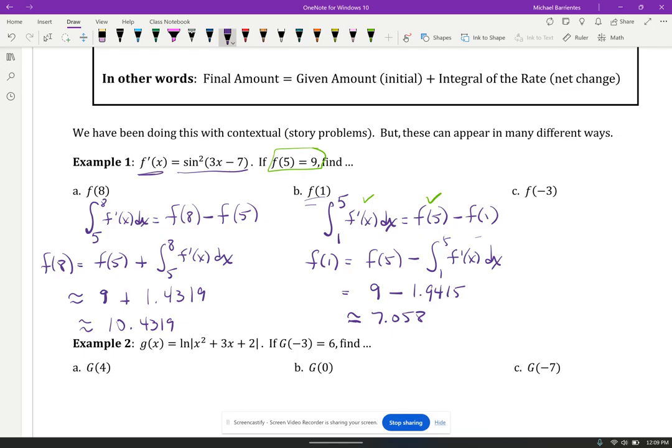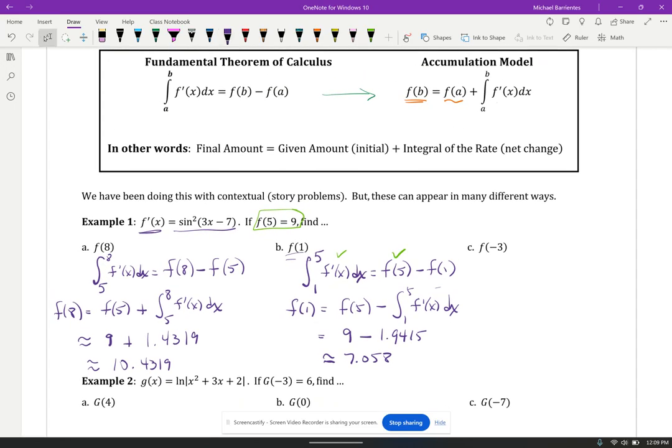We're going to come back and we'll do some more examples in practicing this new interpretation of the fundamental theorem of calculus. This is called the accumulation model. Again, you're going to see problems where they're going to ask you for the final amount. They give you the initial amount and they give you the rate of change. So if you take the integral of the rate of change, that's going to be how much it's changed, how much the original amount has changed in that time interval, added to the initial amount, and that's going to give you the final amount.